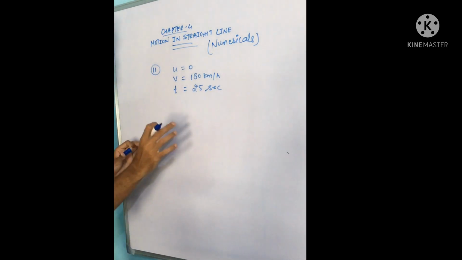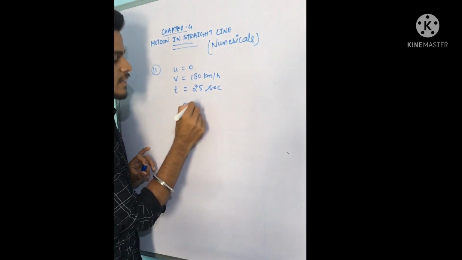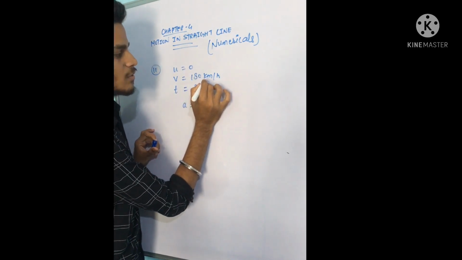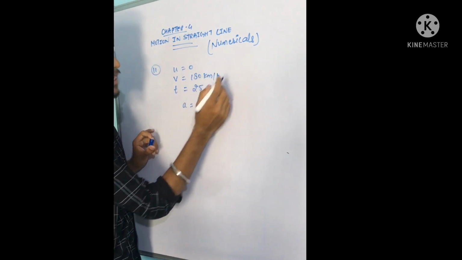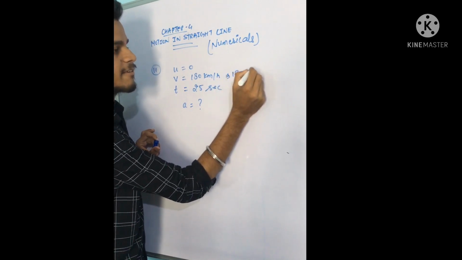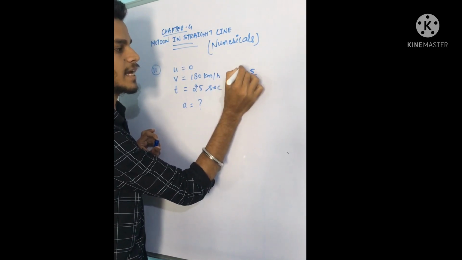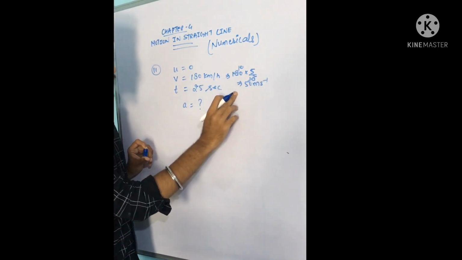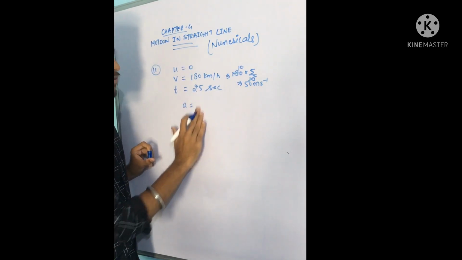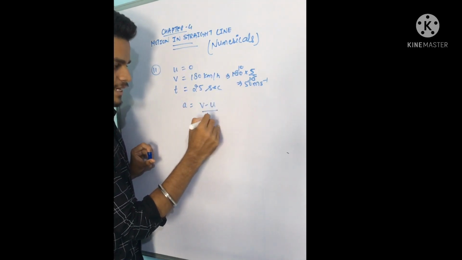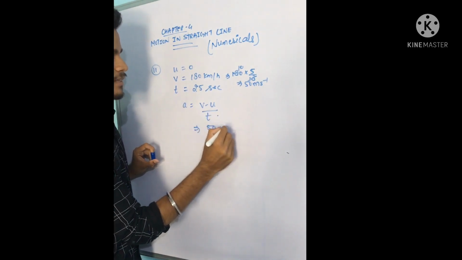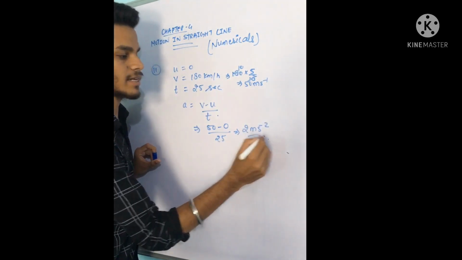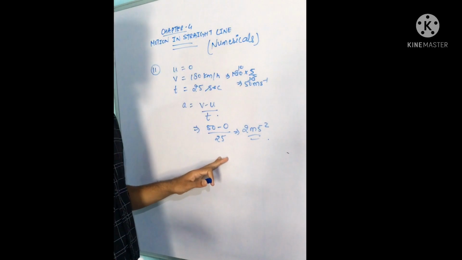How to find distance? To find distance, we have to find the acceleration first. Before finding the acceleration, we see this unit is kilometer per hour and the time unit is second. So match the units by multiplying by 5 by 18. We get the answer as 50 meter per second. The velocity is 50 meter per second and time is 25 seconds. Now to find acceleration, we have the formula v minus u upon t, which is equal to 50 minus 0 upon 25, which is equal to 2 meter per second square. This is the acceleration we got from this formula.